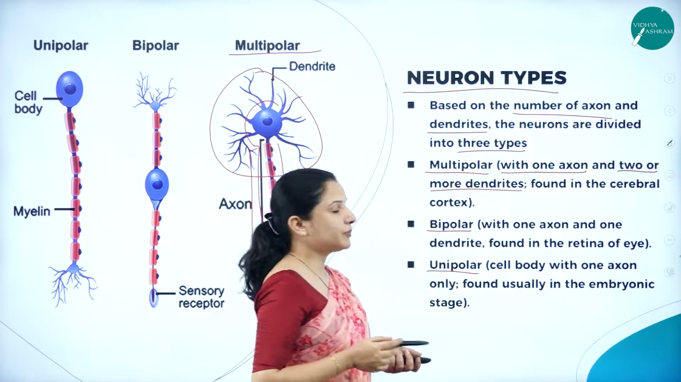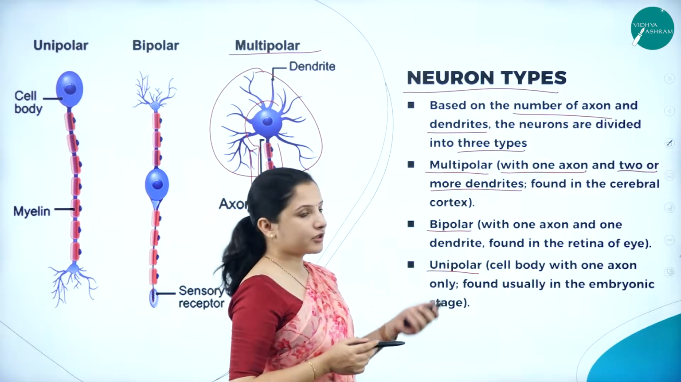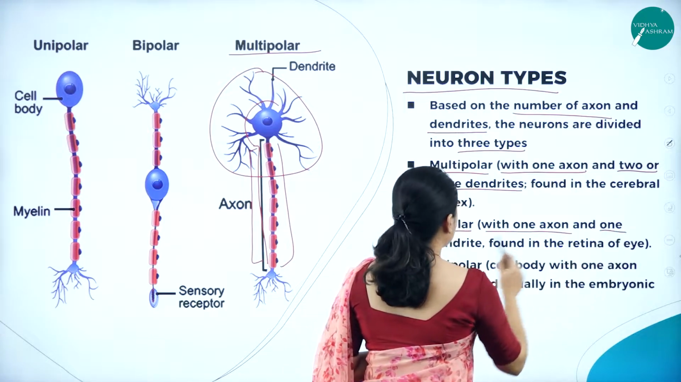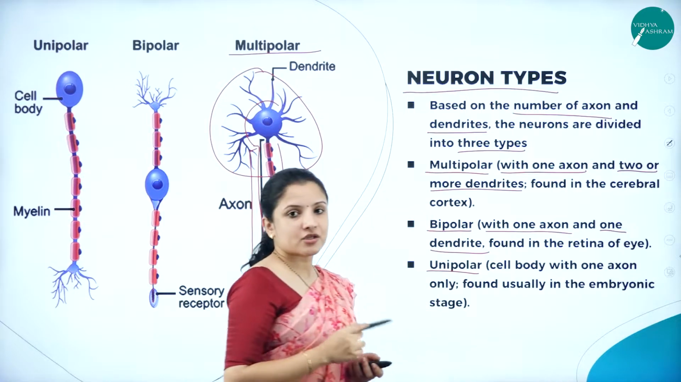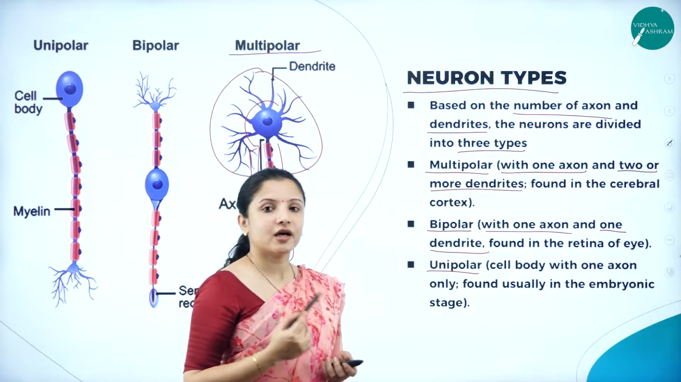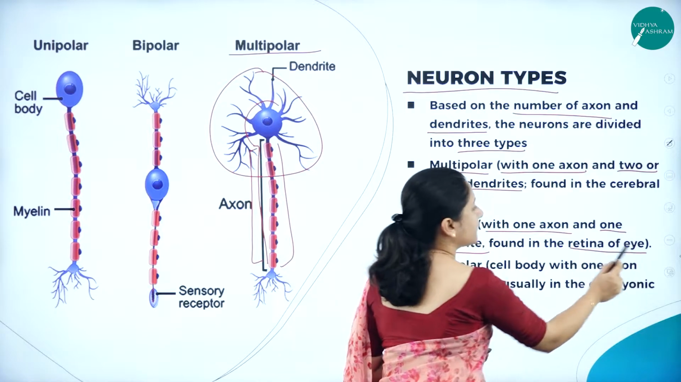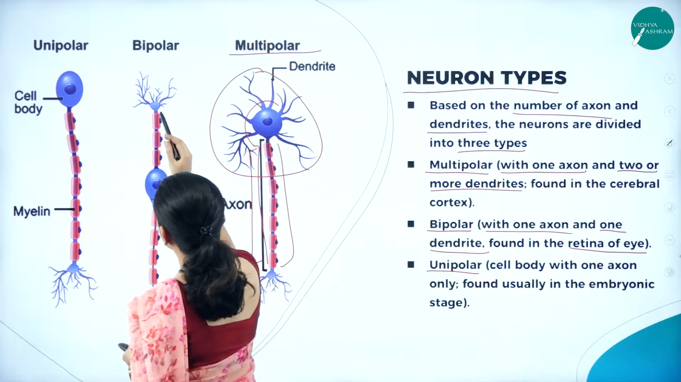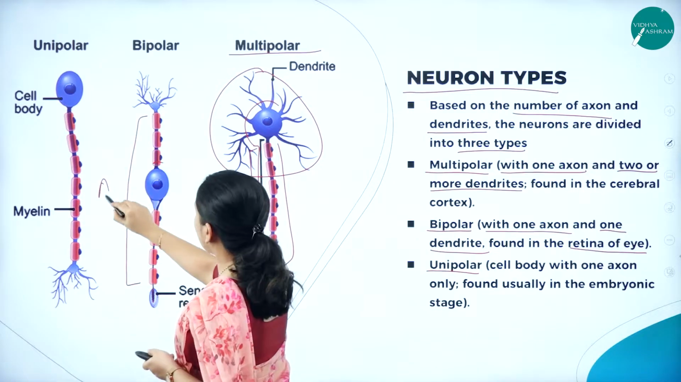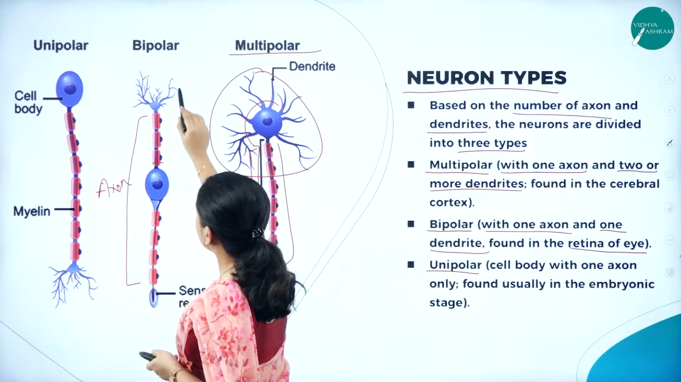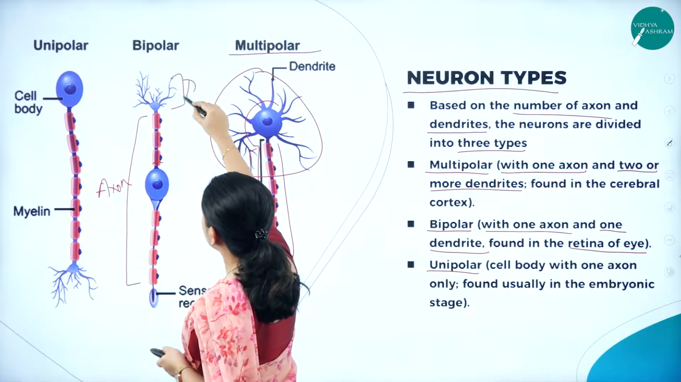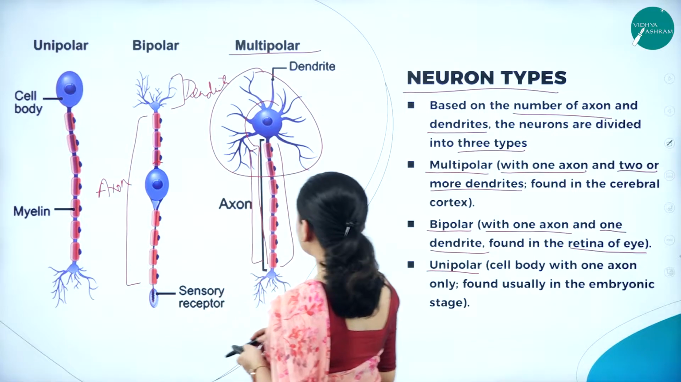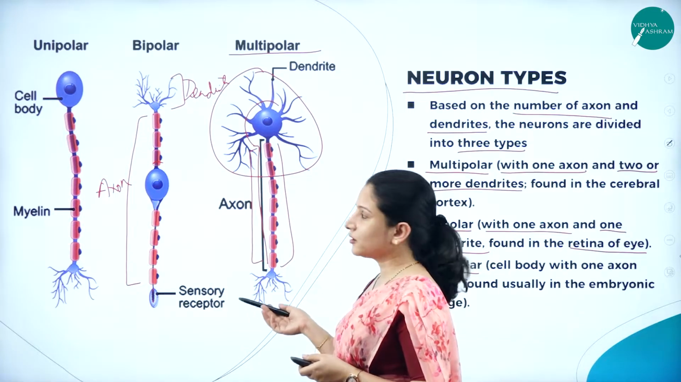Next, talking about the bipolar neuron. So bipolar neuron also has one axon and only one dendrite, and such type of neurons or nerve cells are usually found in the retina of the eye. So they'll have one axon. So bipolar, if you can see, one axon, and they'll have one dendrite. So that is why they are called as bipolar neuron.